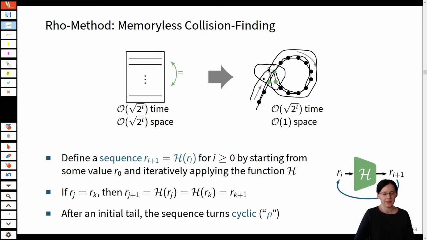So my goal is, as I said, to find this nice spot here where the tail meets the circle, because this contains a collision. It contains one point inside and one point outside the cycle, which map to the same value. This is what I want to find. And there are quite a number of algorithms to do this.